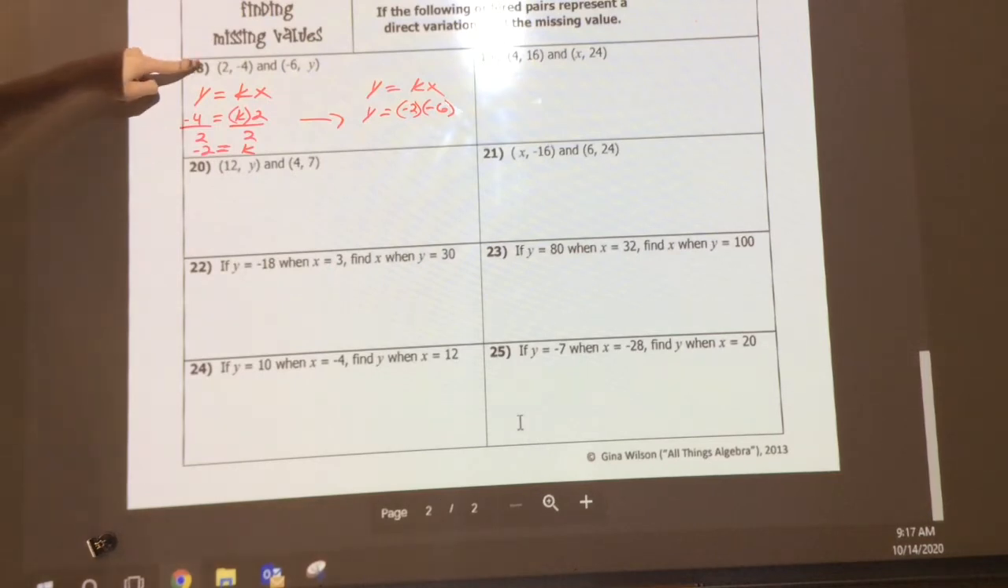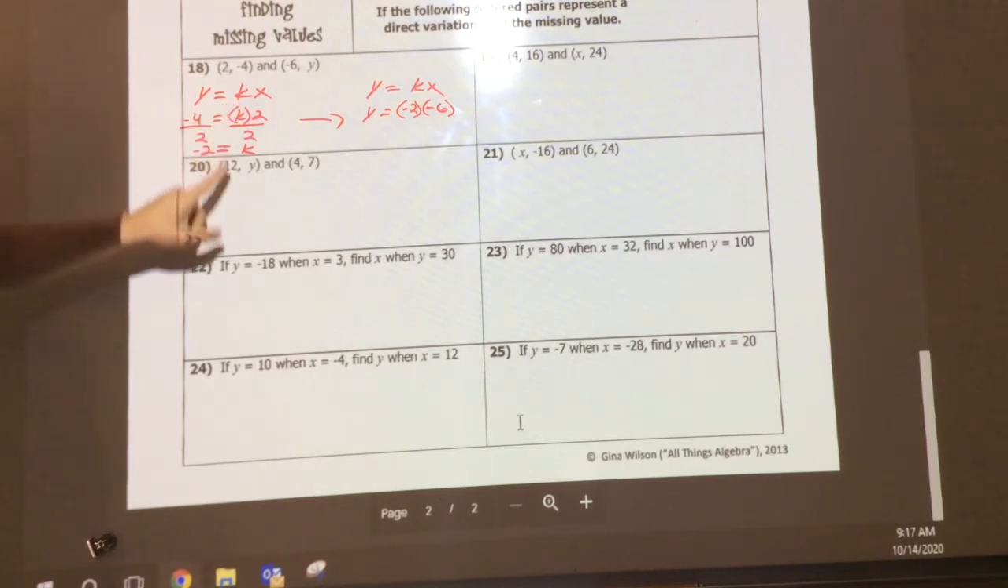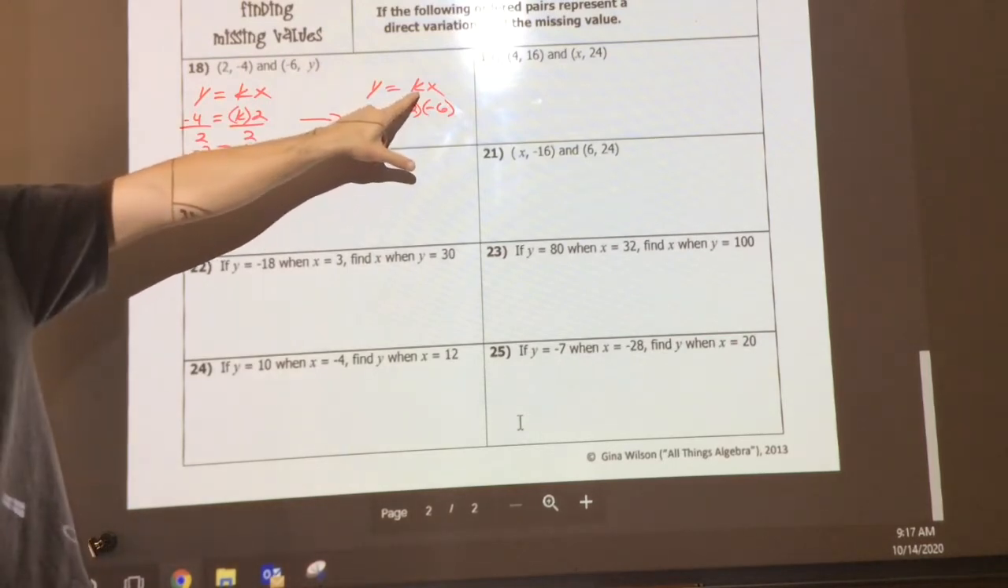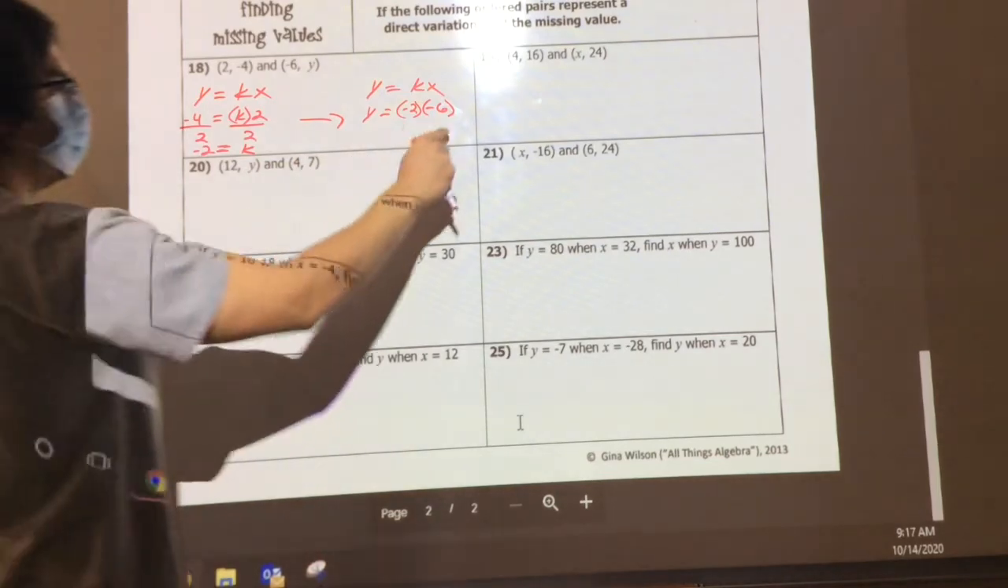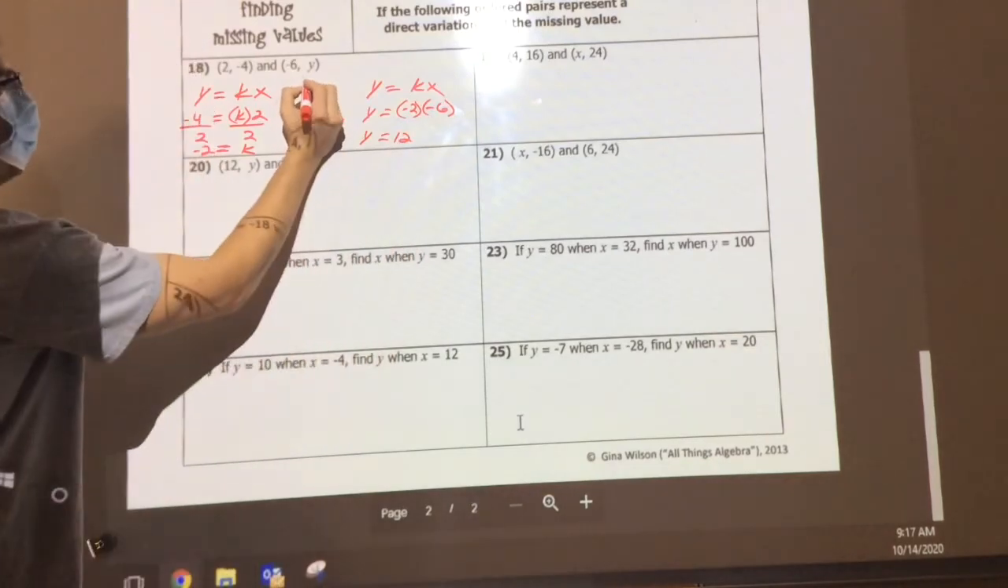I use this first ordered pair to solve for k, the constant multiplier, my slope. You okay with that? Yeah. How'd you get -2? Was it from that? Yep. Literally had k, I solved for k, I got k was equal to -2, so I replaced my k in this problem with a -2. Okay? Now, -2 times -6 tells me that y is equal to 12.